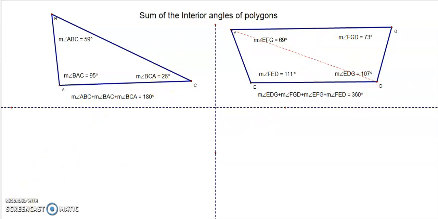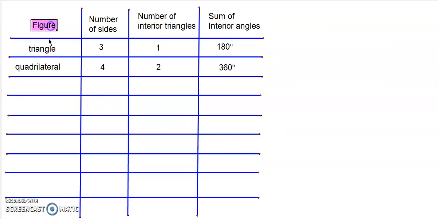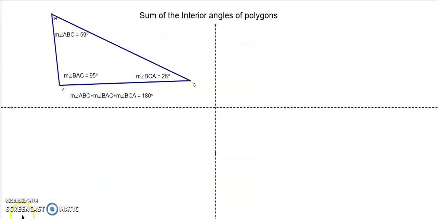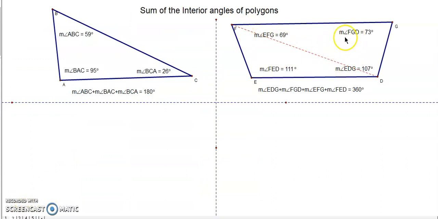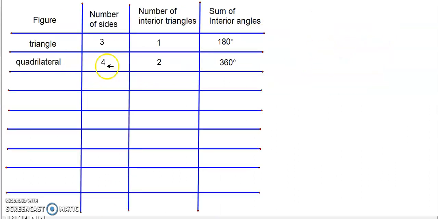Let's put this on a chart. So let's look at this chart. If we have a triangle that has three sides, and there's only one triangle inside a triangle, that's 180 degrees. So the sum of the interior angles of a triangle is 180. That's something we all know. Now, a quadrilateral, if you go back and look here, has four sides, but I can break it up into two triangles. Each triangle is 180, so 2 times 180 is 360. Each triangle that's inside the figure is going to add up to 180. So for a quadrilateral, I have two triangles, so it's 2 times 180.